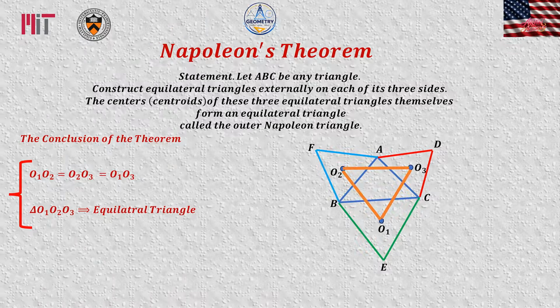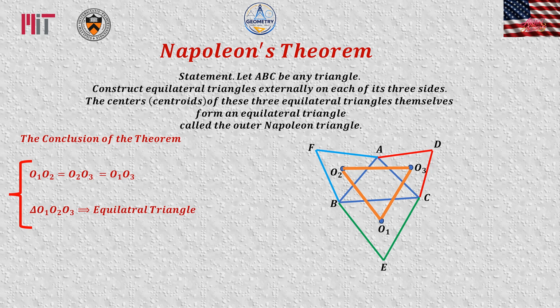Statement of Napoleon's theorem. Today we are going to prove Napoleon's theorem. Start with an arbitrary triangle ABC. Construct an equilateral triangle externally on each side of triangle ABC.